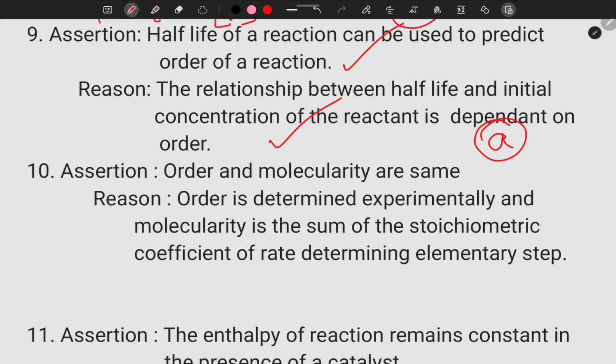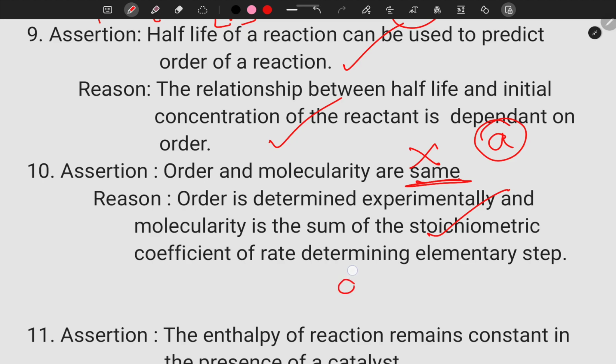Next question. Assertion: order and molecularity are the same. Order and molecularity are not the same, because order is an experimentally determined quantity, and for molecularity we are just adding the stoichiometric coefficients of the elementary step. So both are not the same. Because of that we can say the assertion is wrong and the reason is correct.